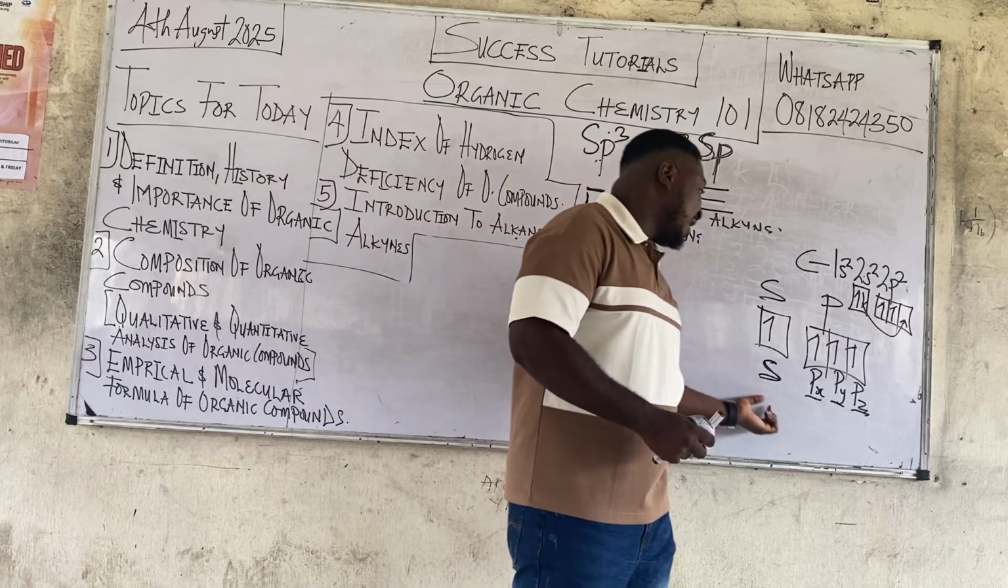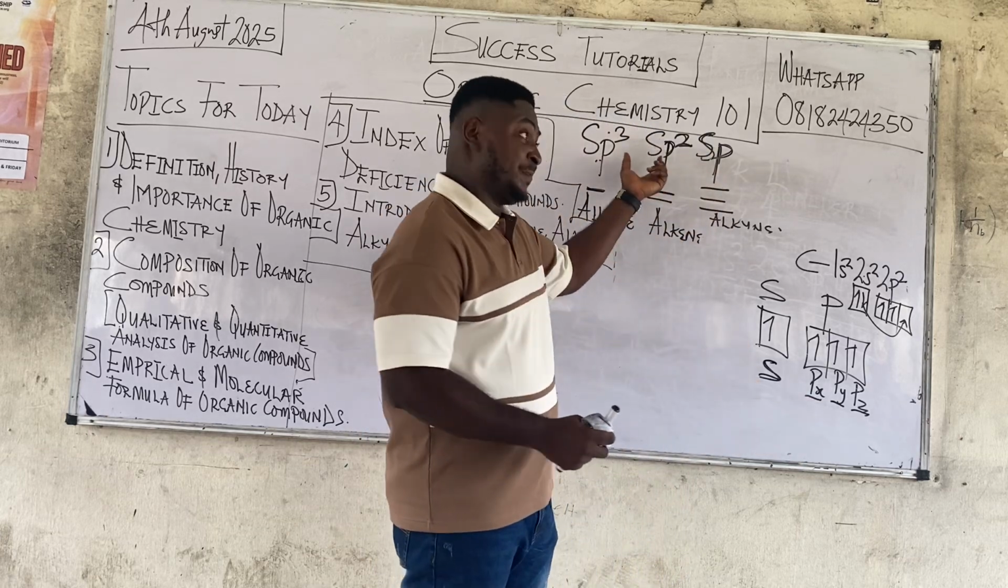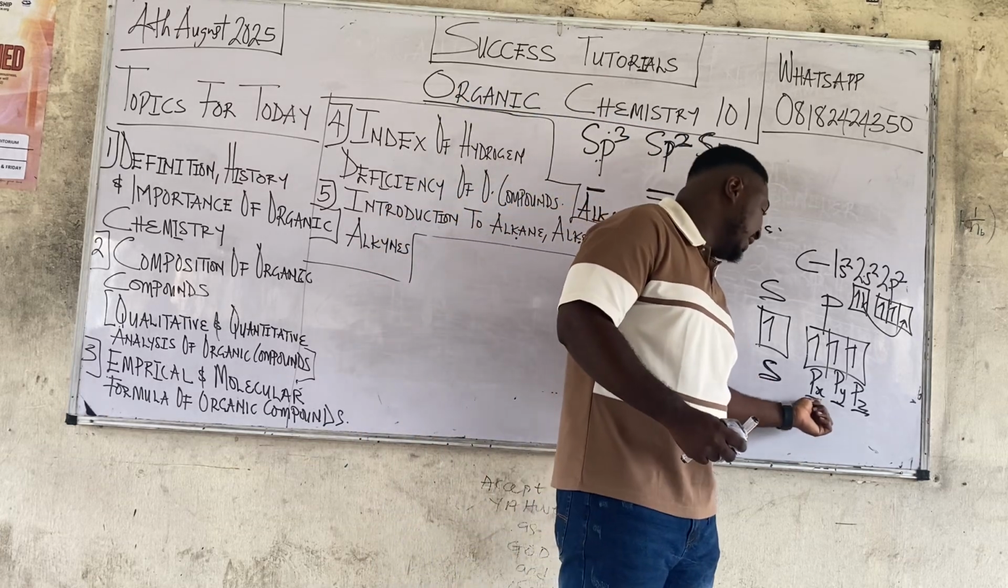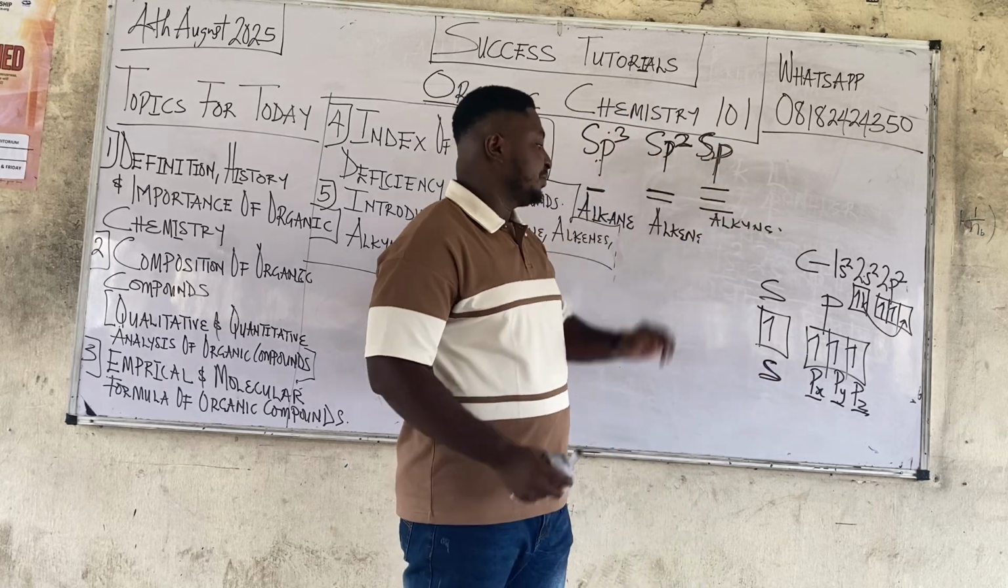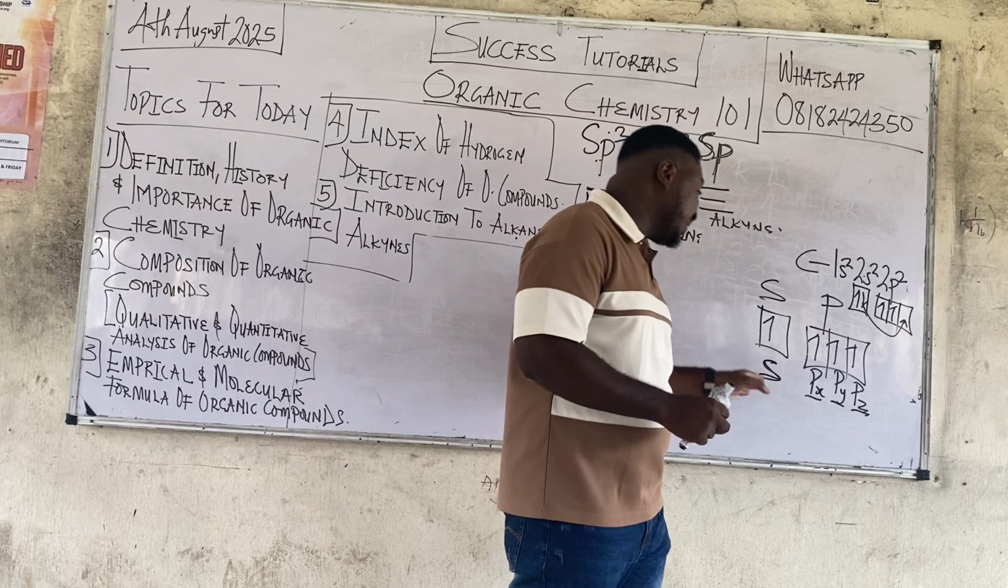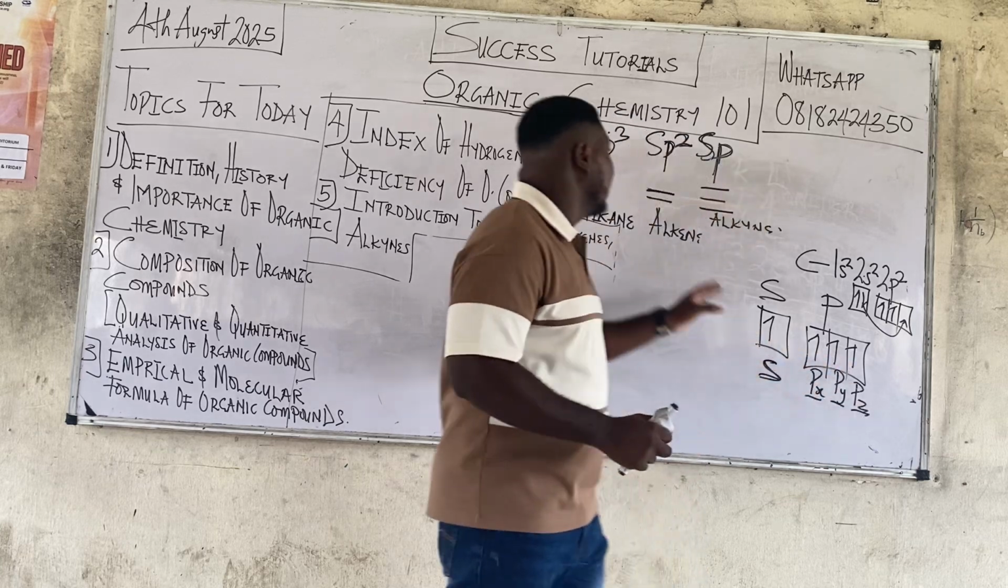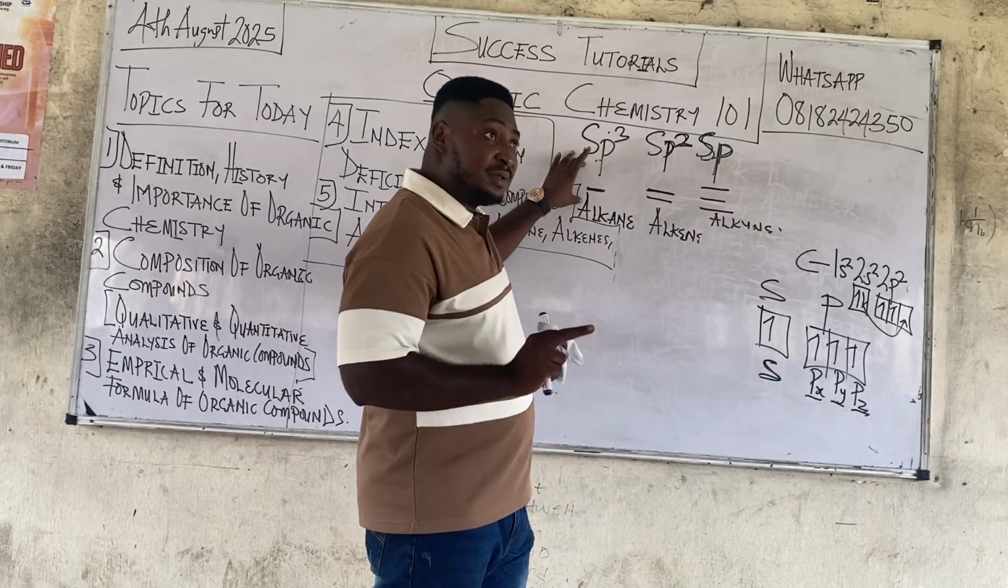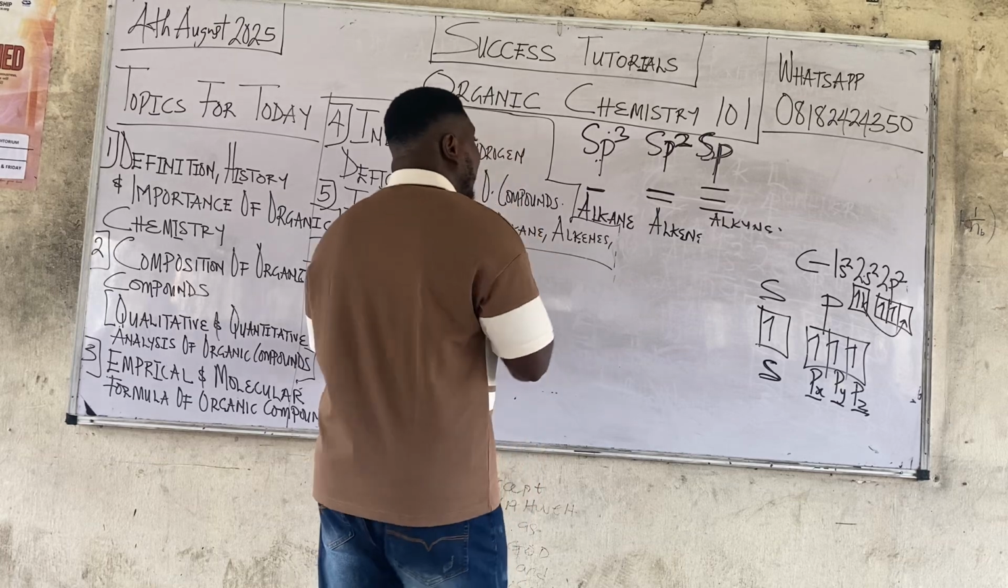But when this s orbital interacts with just 2 blocks, it gives the formation of sp2. And when s interacts with only px, we get sp. In the first case, when sp3 is formed, when s interacts with all 3 blocks, the sp3 orbital is where a single bond is formed. A single bond is called a sigma bond.